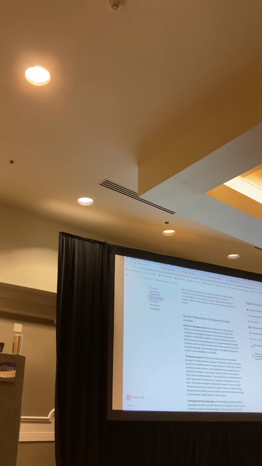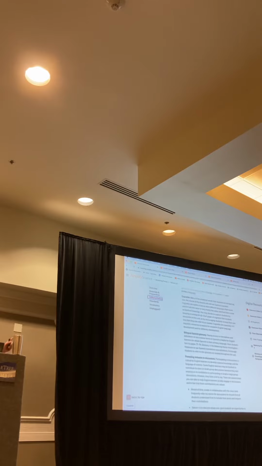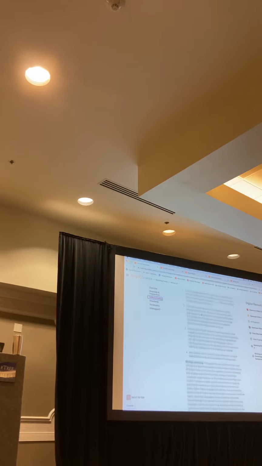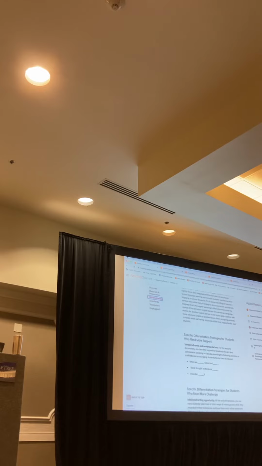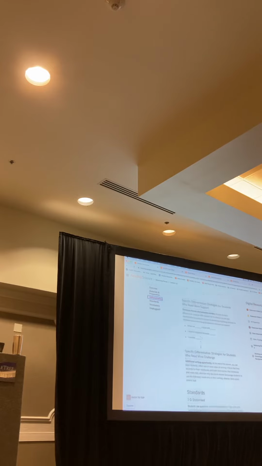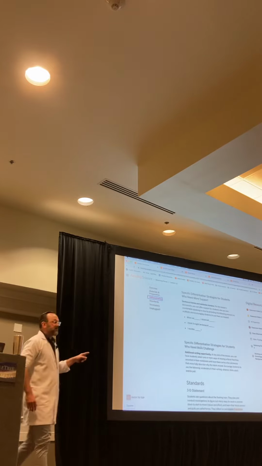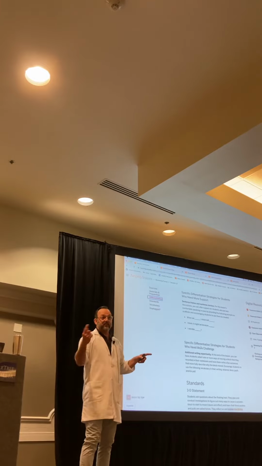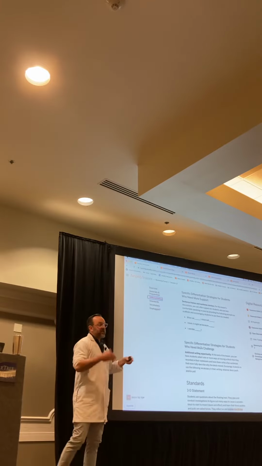Strategies for English learners. There's a lot of those, and some of those are good for other students as well. I'll go a little further. Those who need more support with some sentence frames, and then those who need more challenge. I've had honors kids in a class, if I don't give them something to do, they're going to become a nightmare. So this gives you a chance to keep them engaged.